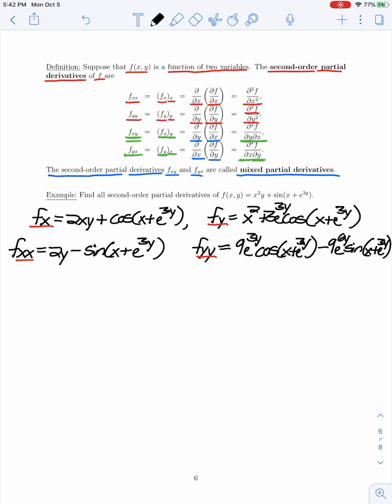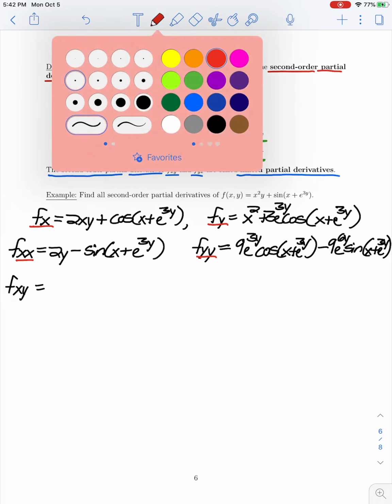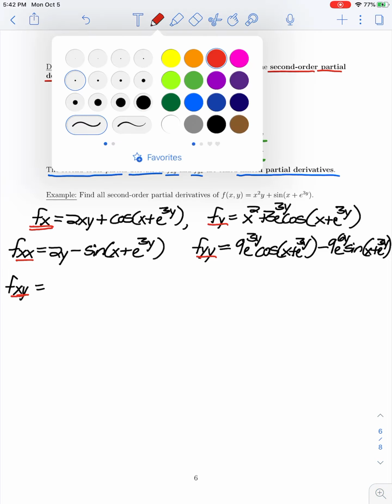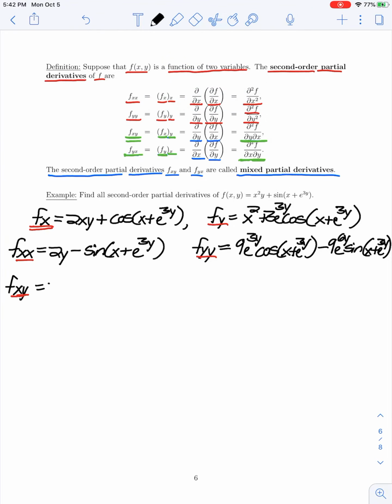Now for our mixed second order partials, let's say f sub xy, we would take the partial derivative first with respect to x. So we're starting with f sub x, and then we would differentiate with respect to y, which would give us 2x minus 3e to the 3y times sine of x plus e to the 3y, making use of the chain rule there.